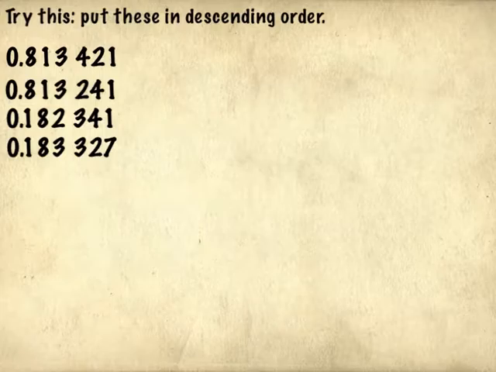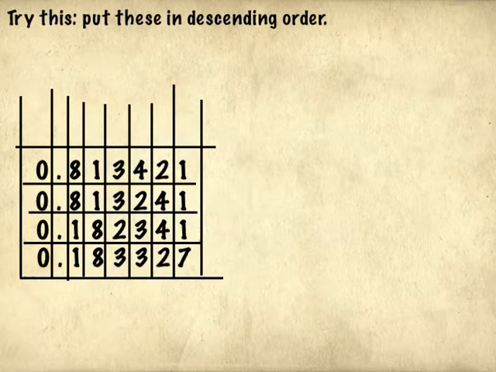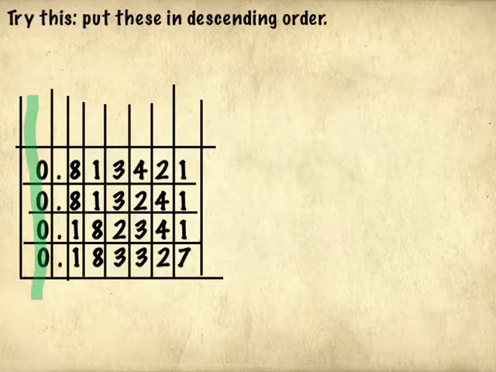Here are 4 numbers and I'd like you to put them in descending order. Pause the video here, give it a try, and when you come back I'll have the answer for you. Okay, so I put these guys in a chart again. So I'll start with my units, and they are all zeros, so that doesn't help me. I have the decimal place next, of course, and that doesn't help me either.